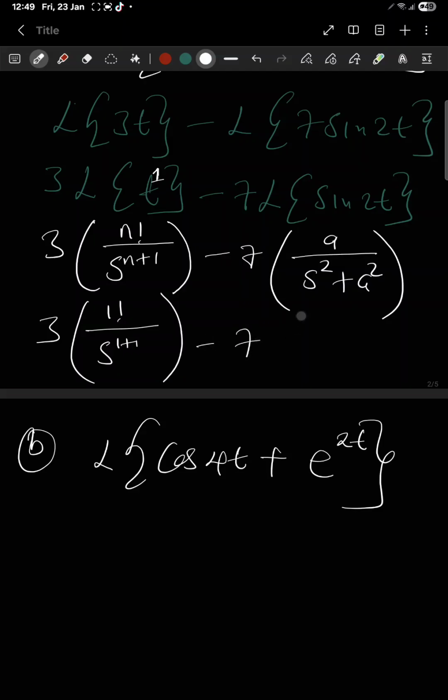Then minus 7, open, you have our a. What is our a in this case? A is that 2 there. So you put a 2 over s squared plus a is 2. So you put 2 squared, like that.